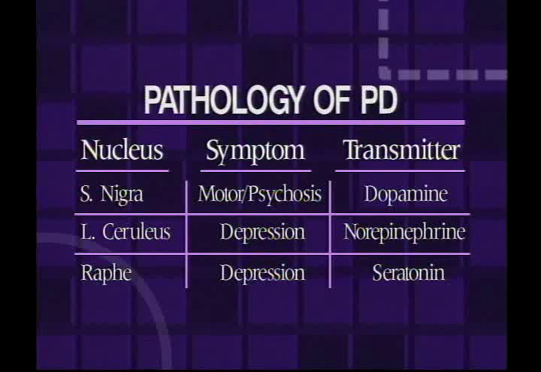The second is the locus ceruleus, which is located in the pons and produces norepinephrine. This is essential to maintaining mood. Damage to this brain region by Parkinsonism produces depression. And thirdly, the raphe, which makes serotonin, also, when it's damaged, produces depression. This is why patients with Parkinsonism are improved when you put them on a serotonin reuptake inhibitor.